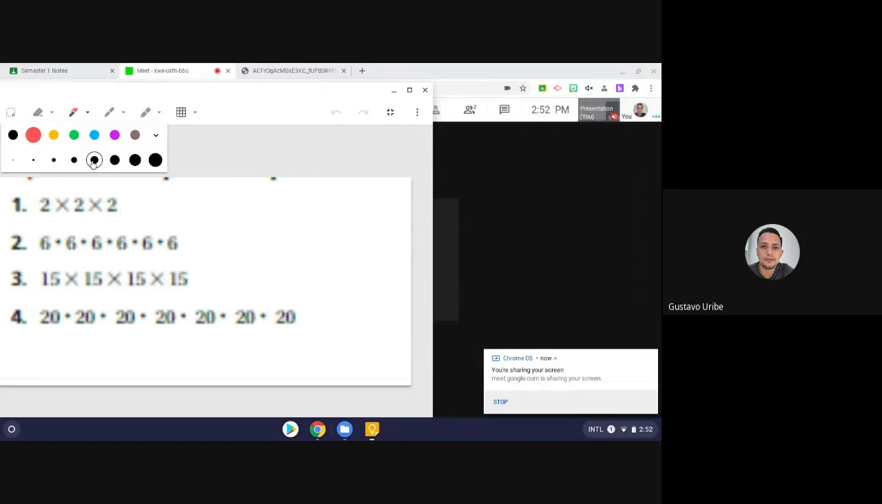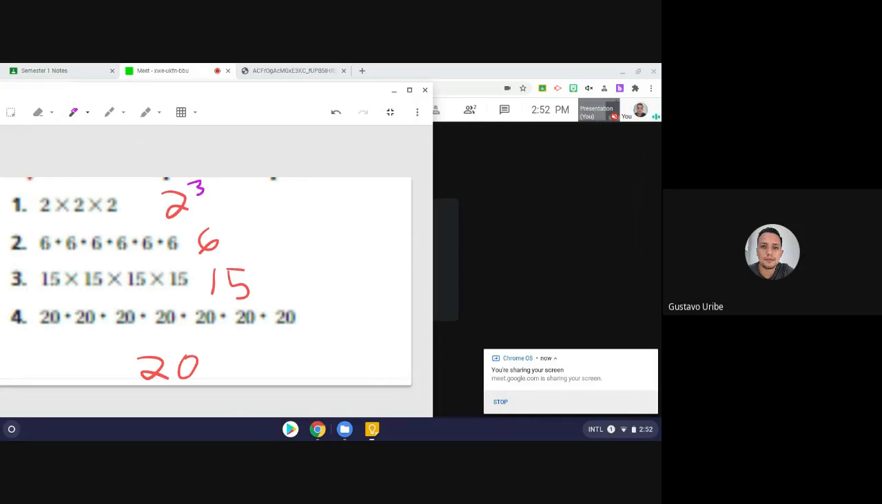So I see I had a 2 as my base. Here I have a 6. Here we have 15. And then here we have a 20. I'm going to use a different color for the exponent. So here I have, now I'm going to count how many 2s I have. So I have 1, 2, 3. So that's going to be my exponent up here.